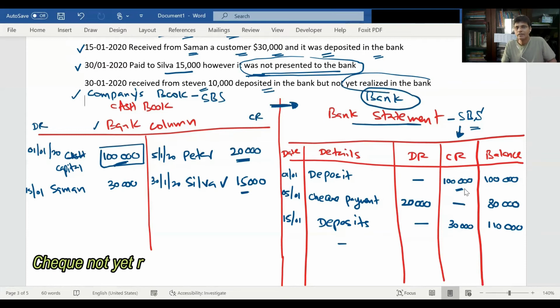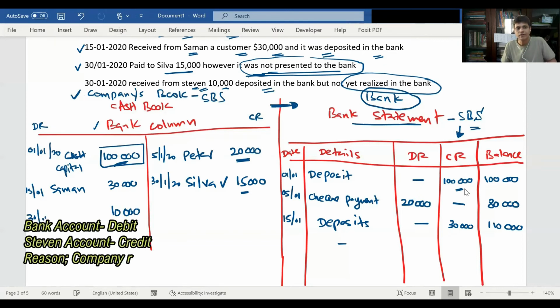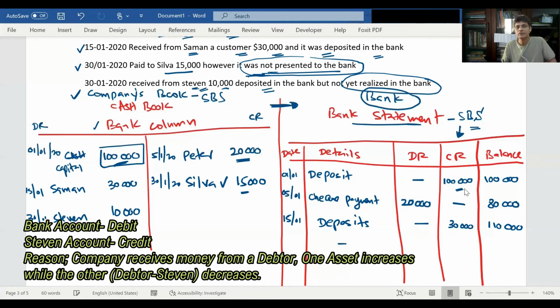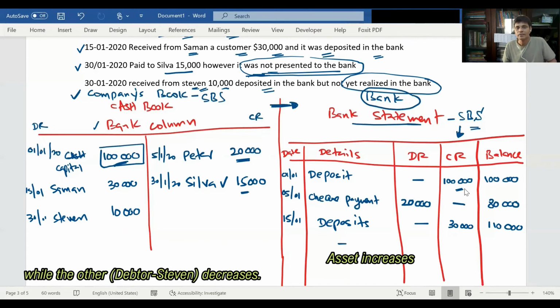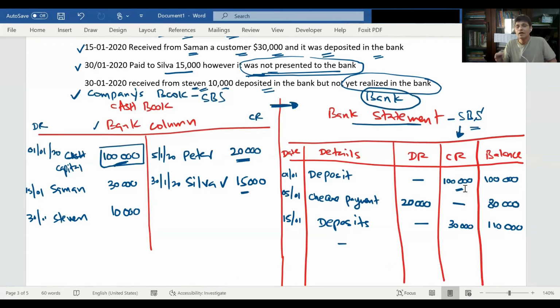Next, 30th January 2020, received from Stephen 10,000, deposited in the bank, but not yet realized in the bank. Underline these two: not presented and not realized. So Stephen paid how much? 10,000. From the company's point of view, the company has received 10,000 from Stephen, right? But the company accountant has gone to the bank and deposited the check. But the amount was not realized in the bank. What does it mean? This is very important.